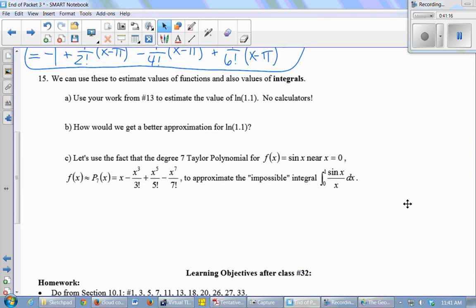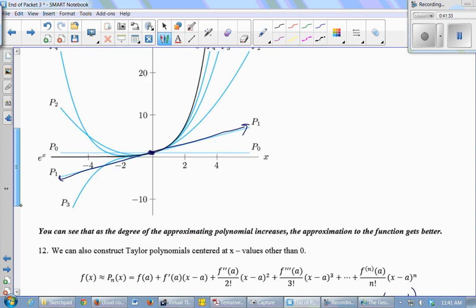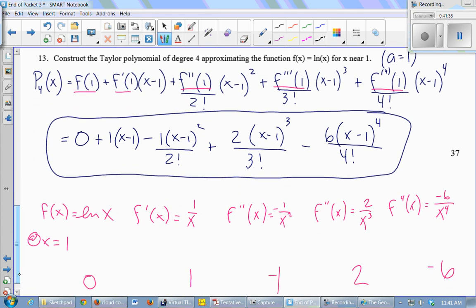Okay, so we use Taylor polynomials for a couple of things. You can use it to estimate the value of a function, and it was used a lot for this before calculators, and it's actually how calculators do this. So if I wanted to evaluate the ln of 1.1, I could go back to my work on number 13, where I found a Taylor polynomial for the ln of x near 1, and I could try to plug 1.1 into it. And we'll just do a little bit of that. I'm going to get it on a new page here.